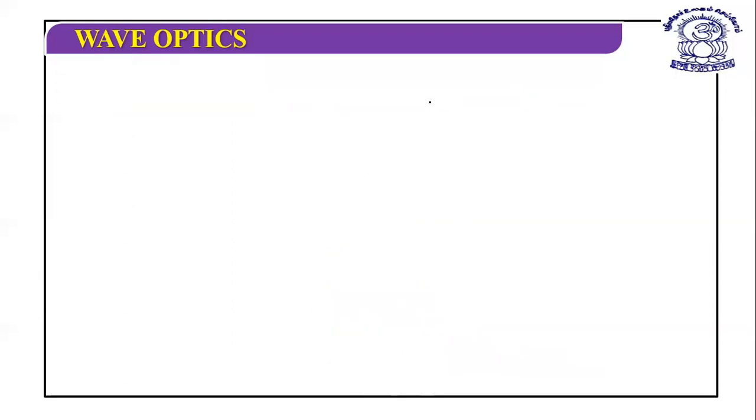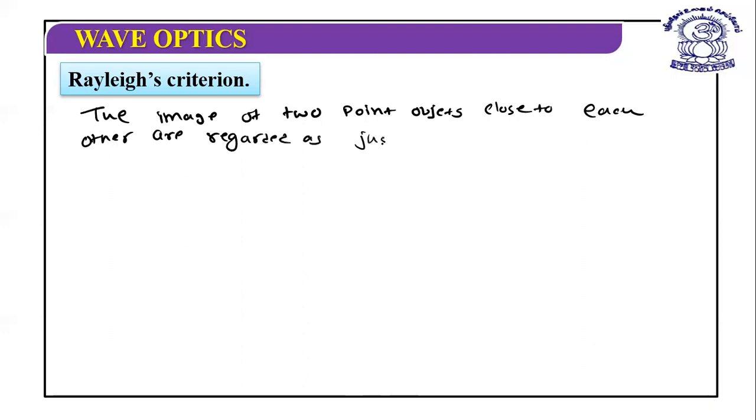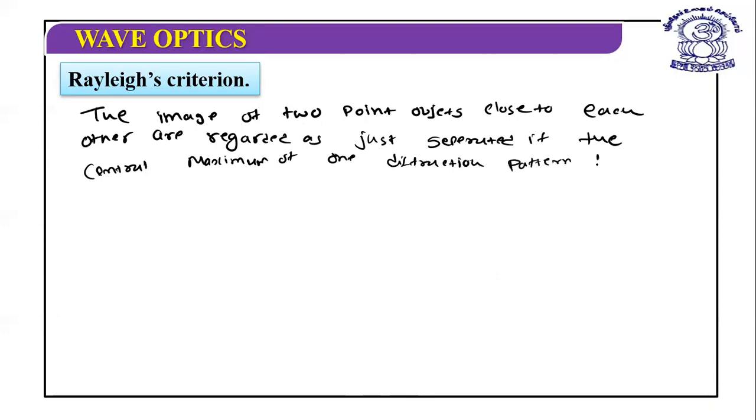Let us understand Rayleigh's criterion. It states that the images of two point objects close to each other are regarded as just separated if the central maxima of one diffraction pattern falls on the first minimum of the other diffraction pattern.